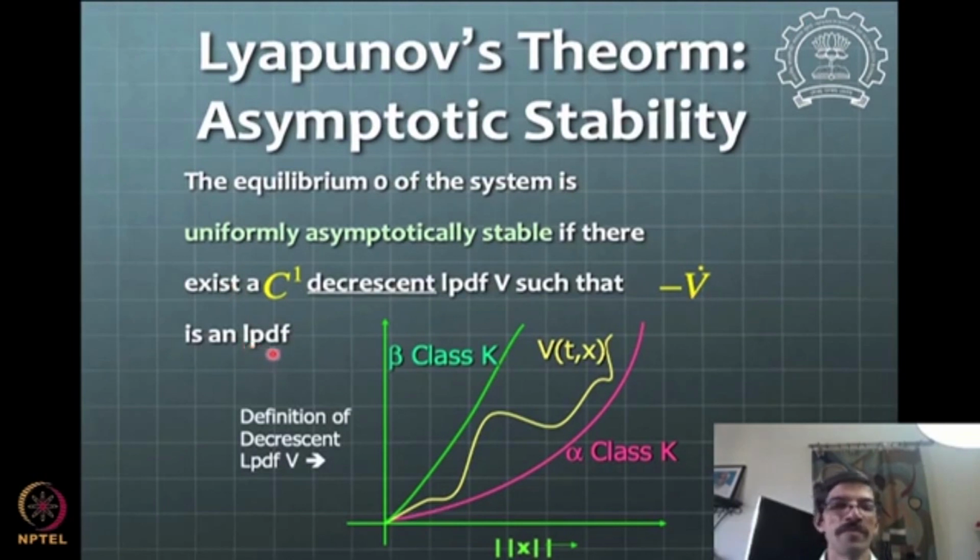Okay, LPDF at least in some ball of radius r where r is greater than 0. From the origin you take some kind of a norm up to the point r, and then for that region it should be valid. Okay, then that equilibrium is called uniformly asymptotically stable.